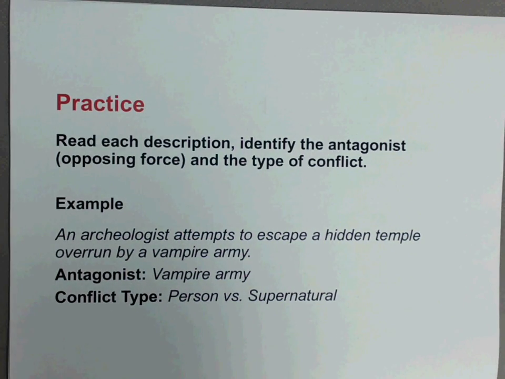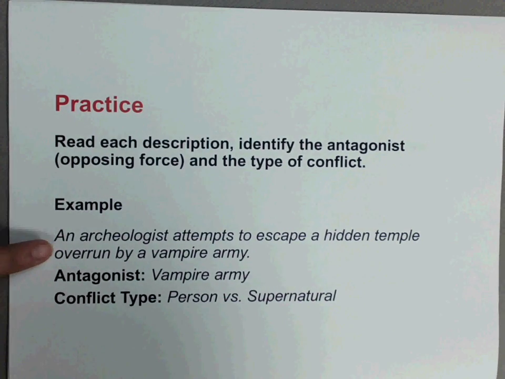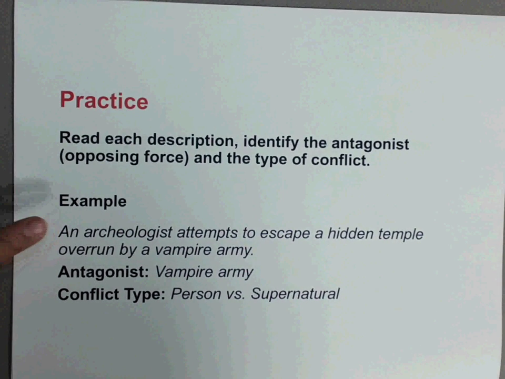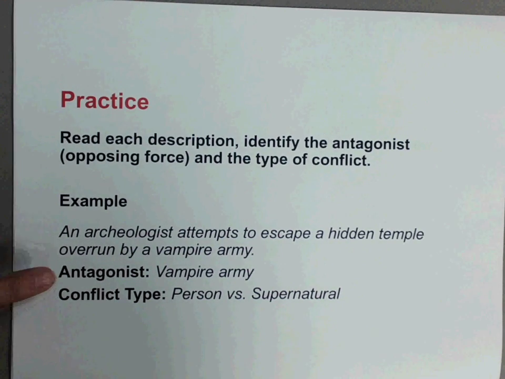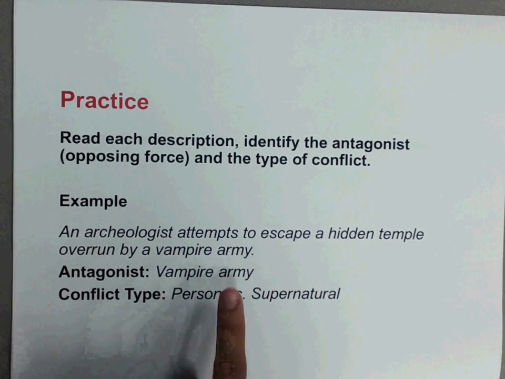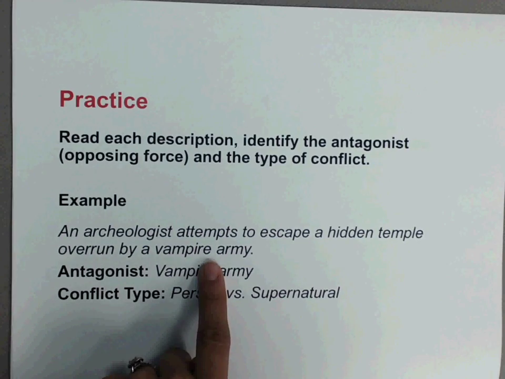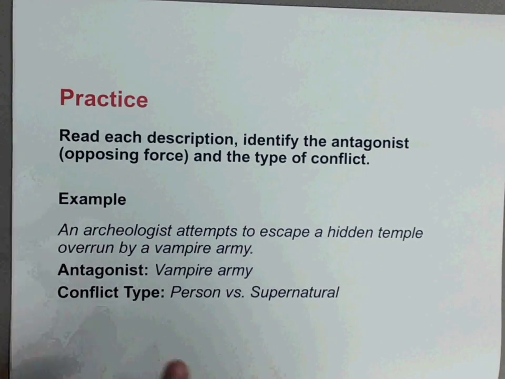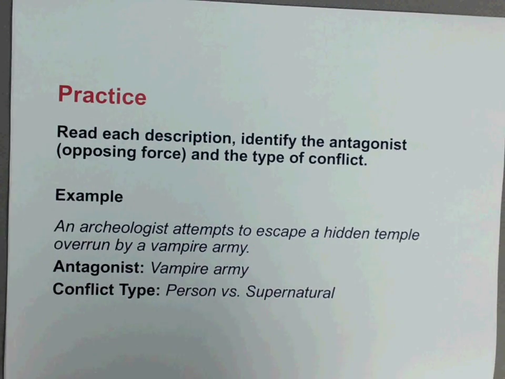Now let's practice. You're going to read each description and identify the antagonist, which is the evil opposing force, and the type of conflict. So, for example, an archaeologist attempts to escape a hidden temple overrun by a vampire army. The antagonist is the vampire army. The conflict type would mean that it's a person versus supernatural, because vampires are supernatural.